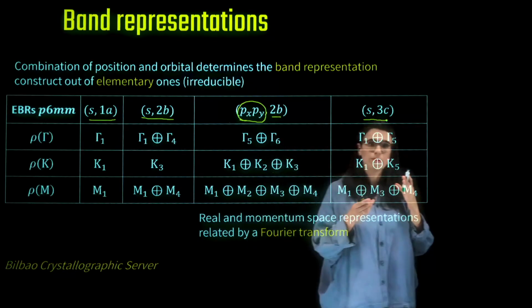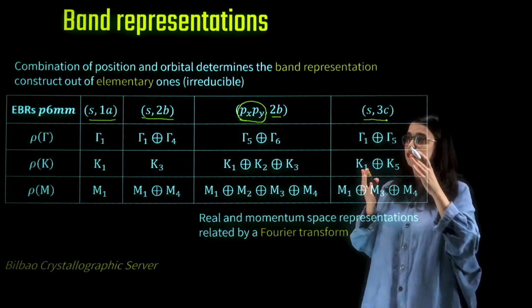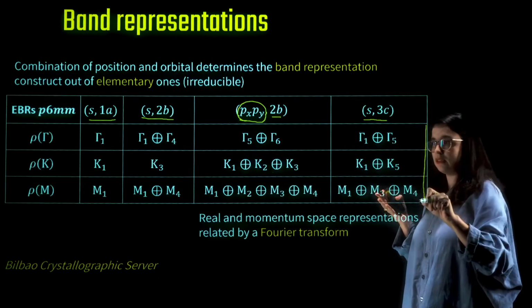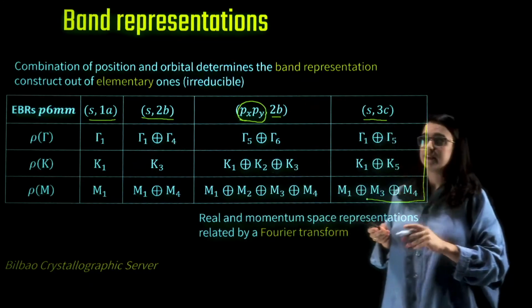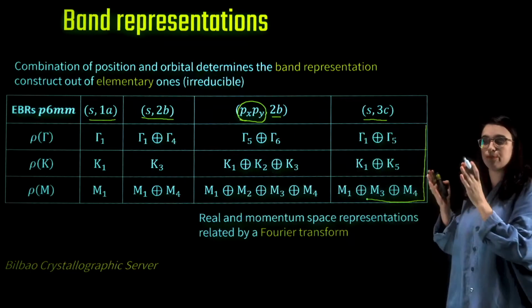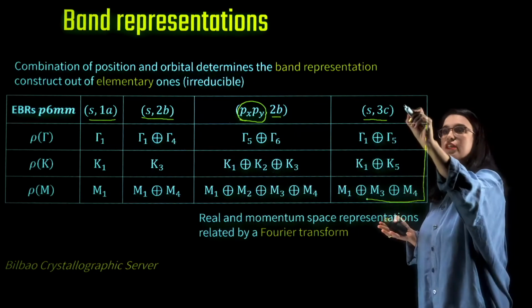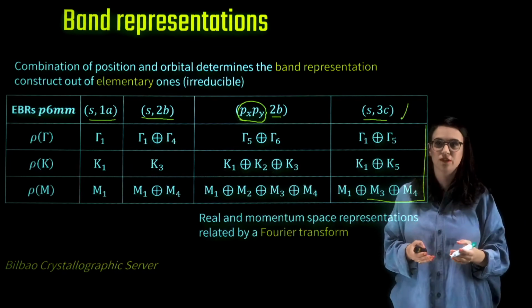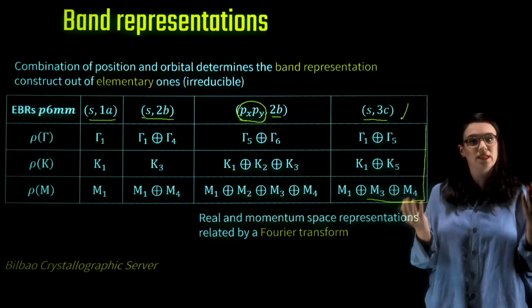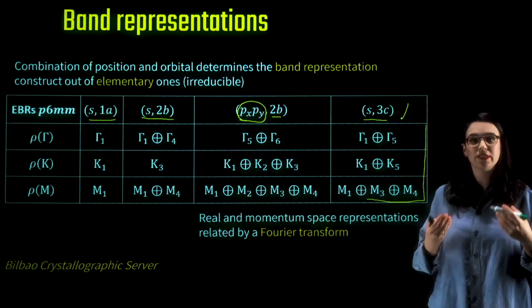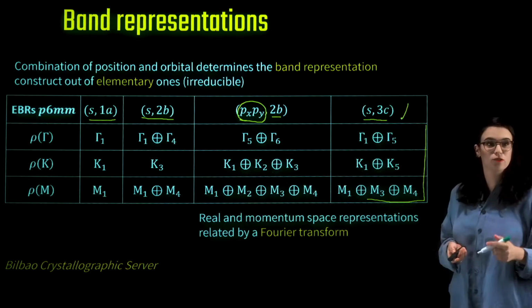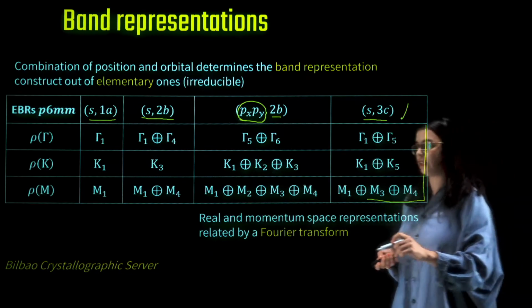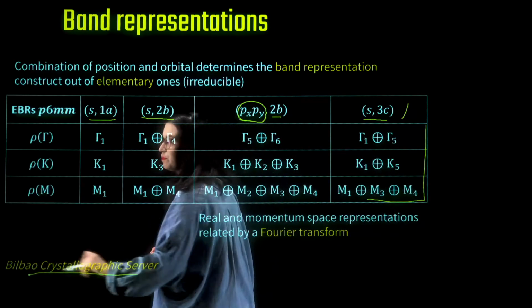So the important thing here is what we're seeing in the main text of the table. This is the relationship between the real space representations given in this doublet with the momentum space representations. Of course, this is just exactly a Fourier transform, but luckily it has already been done for us, and it is tabulated in the Bilbao Crystallographic Server.